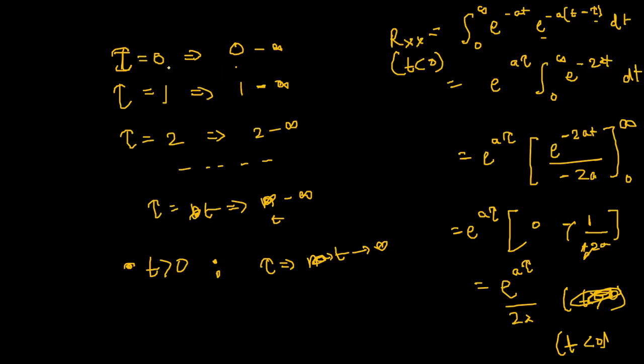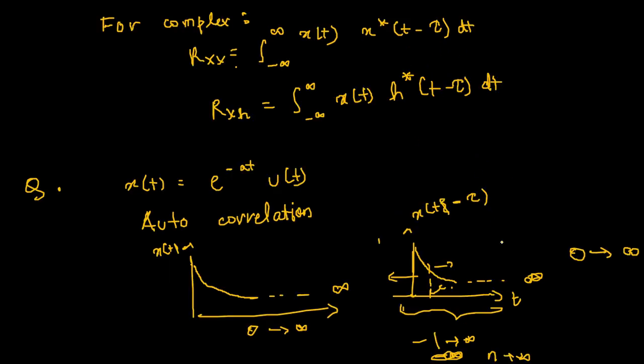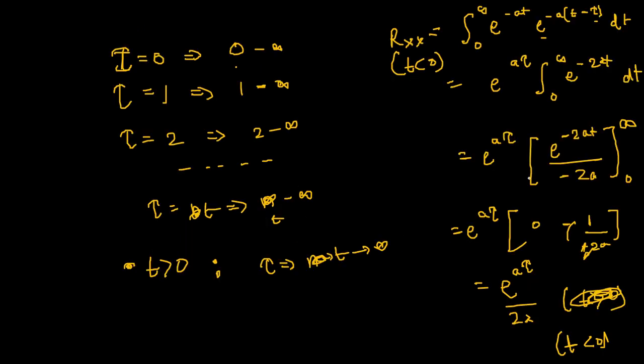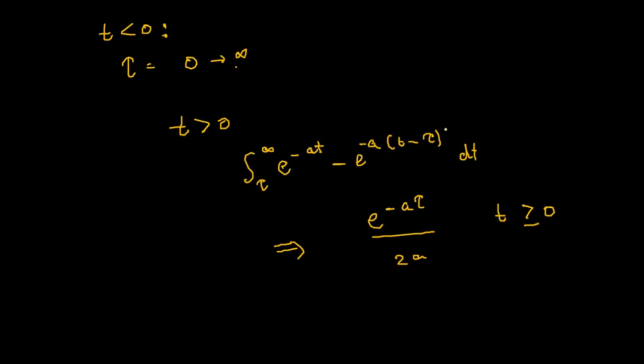You can see, for t greater than 0, the function is defined from t to infinity, and for t lesser than 0, the function is only defined from 0 to infinity. So in whatever region the function is defined, those are the limits that we are supposed to take. Anyway, the function inside doesn't change. The only thing that changes depending on the type of shifting that you're doing is the limits.